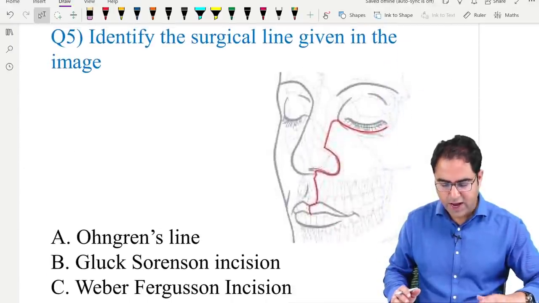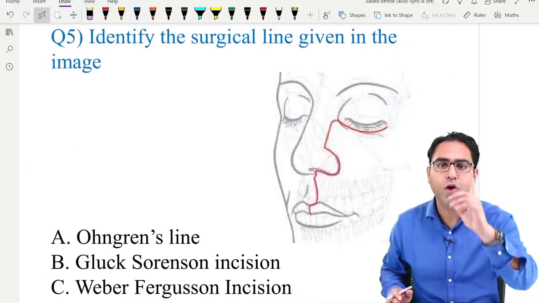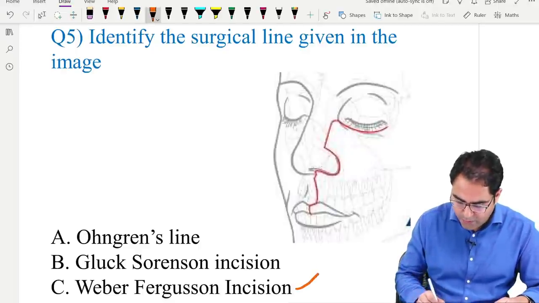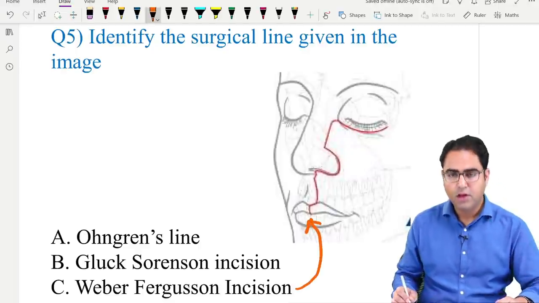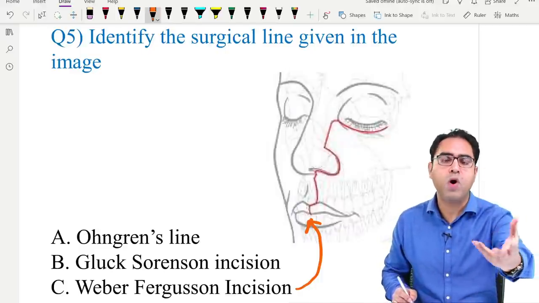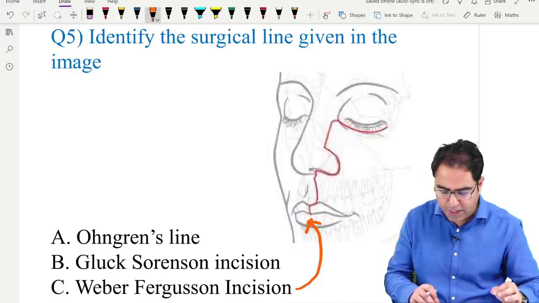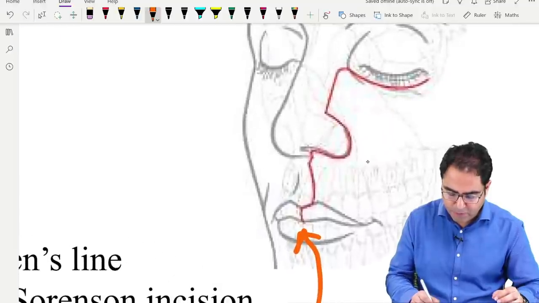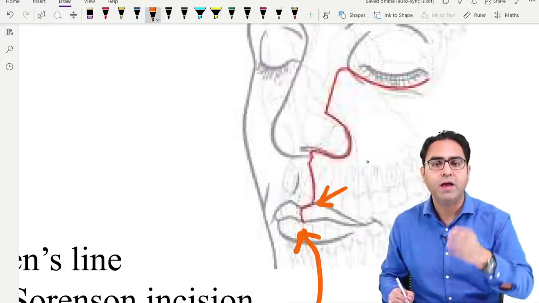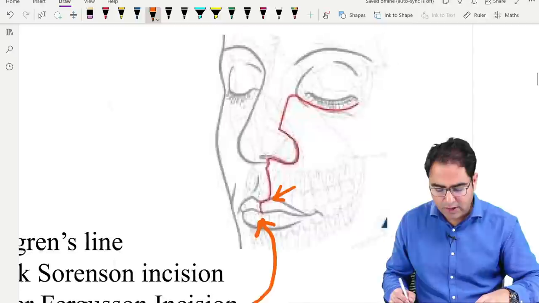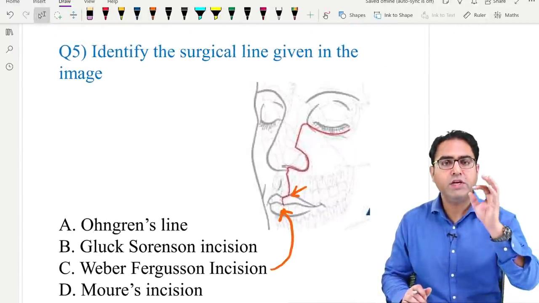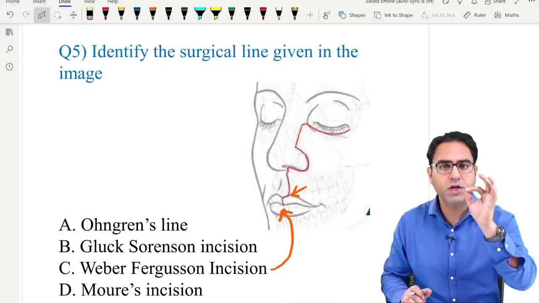Identify the surgical line given in the image. Every such line is not Ongren line. This is a typical picture of Weber-Ferguson incision. How do you really tell Weber-Ferguson apart from Ongren line? Any lip splitting incision. Only one incision in ENT cuts the lip midway, and that is the Weber-Ferguson incision, which is used for total maxillectomy.